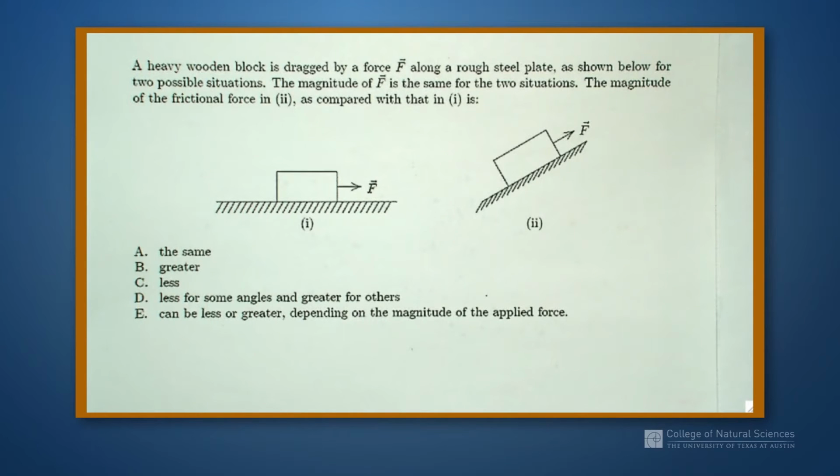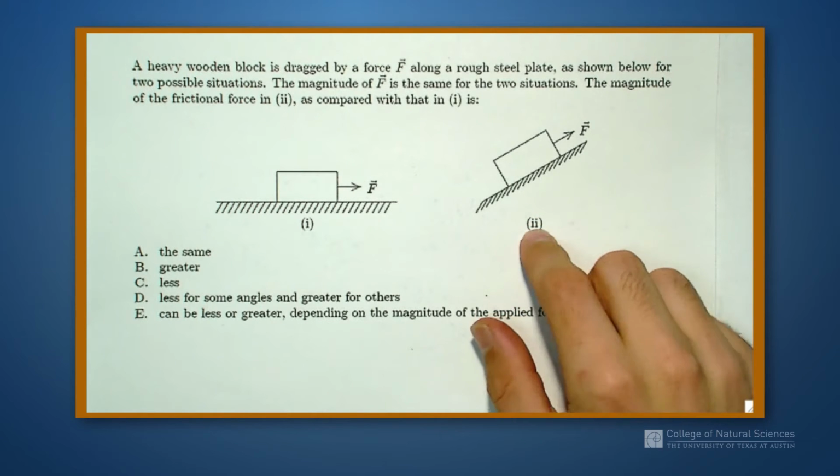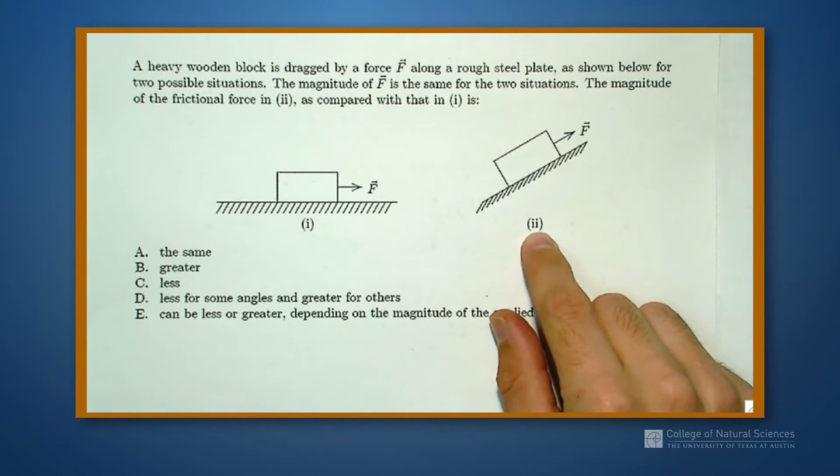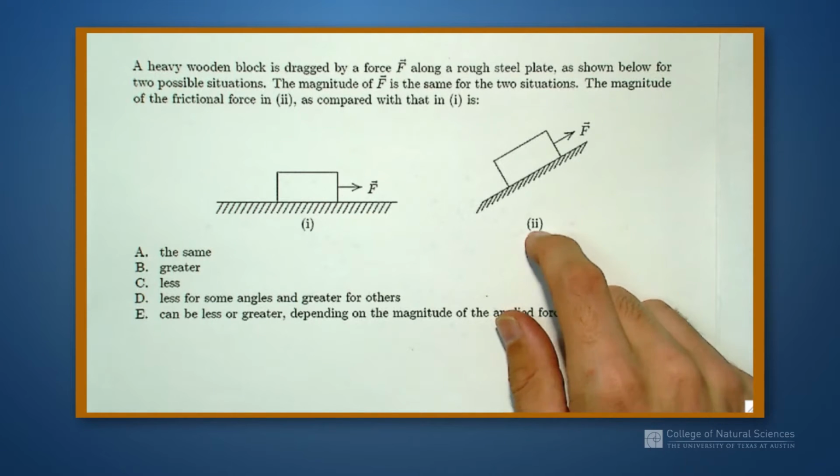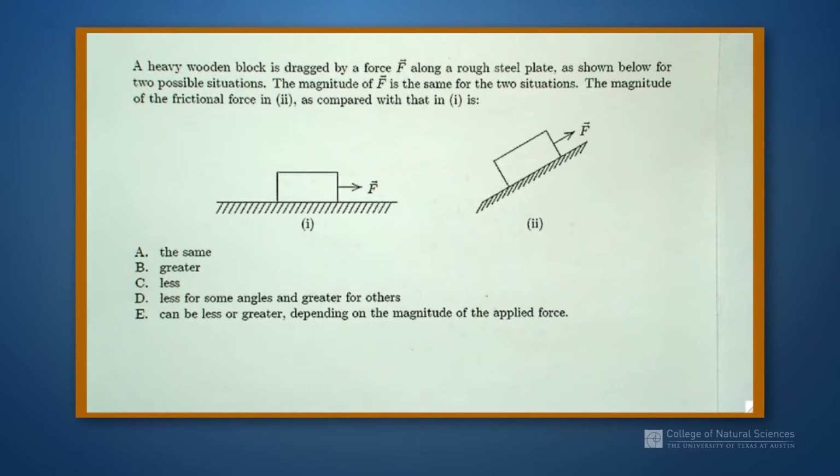All right, let's take a look at this problem together. It says a heavy wooden block is dragged by a force F along a rough steel plate, as shown below, in two possible situations. The magnitude of F is the same in both situations, okay? And the magnitude of the friction force in this one compared to the first. So is this one bigger, smaller, the same as the other one, as in case 1? So which one's bigger, case 2 or case 1?